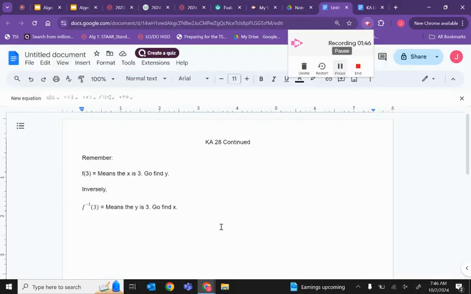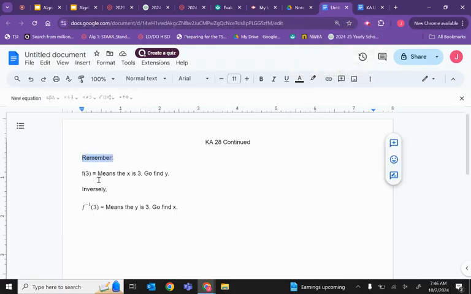Okay, so for that second question, this is the piece that I need you to write somewhere on your notes. So just a little note. When you have f of 3, that's normal. That's what we've been doing. That means that x is 3, we need to go find y. But inversely, if I give you that exponent of negative 1 here, that means that the number inside is actually the y, or the output, and you need to go find x.